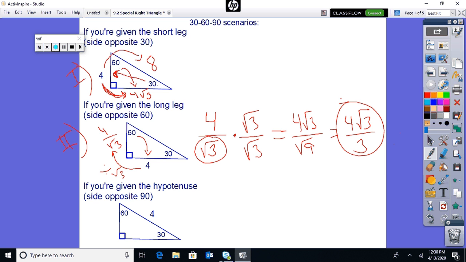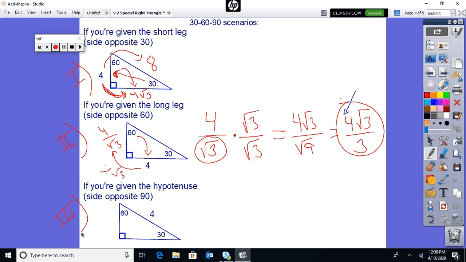So you can see that one gets kind of messy, but sometimes if this number here is divisible by 3, then you can reduce. Like if it was 6 roots of 3 over 3, you could cross out the 6 and the 3. And we'll get some examples like that coming up. All right, so that's the long one. Let's take a look at the third scenario.